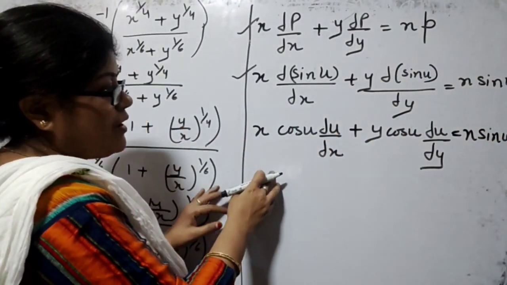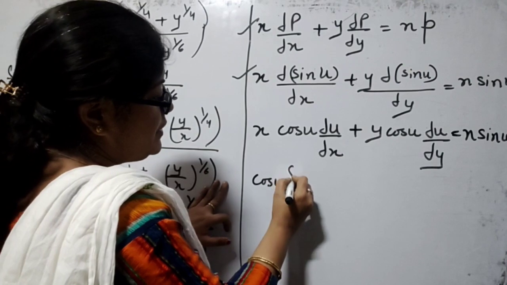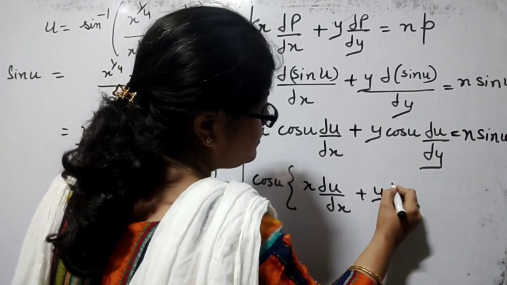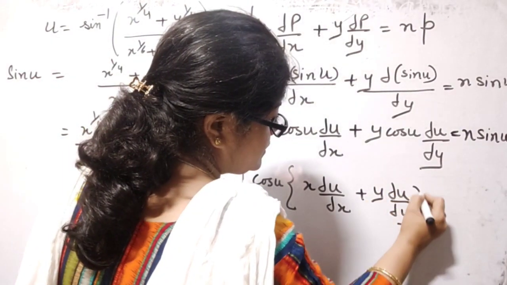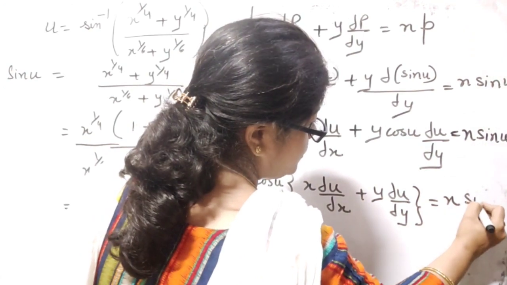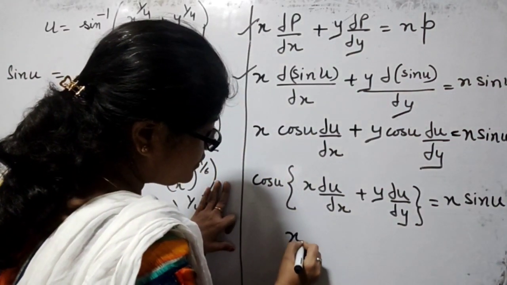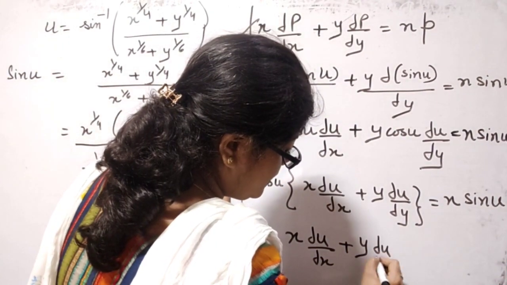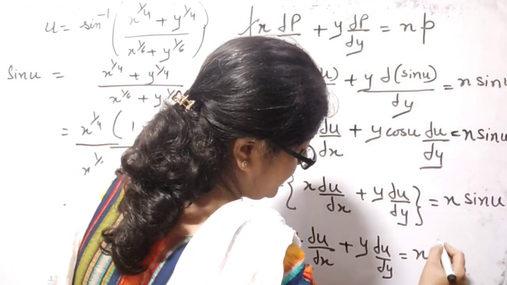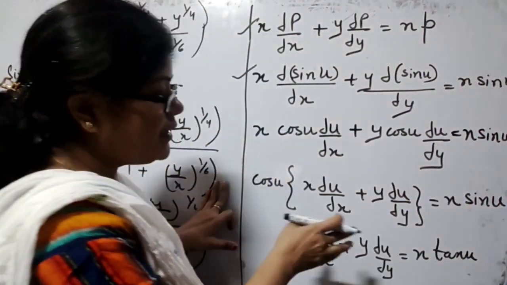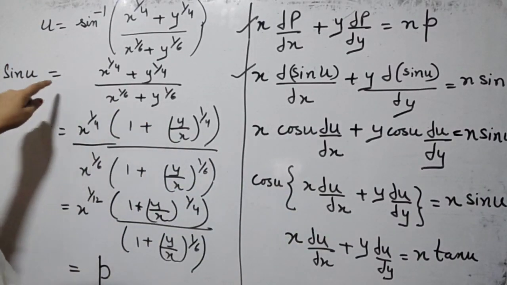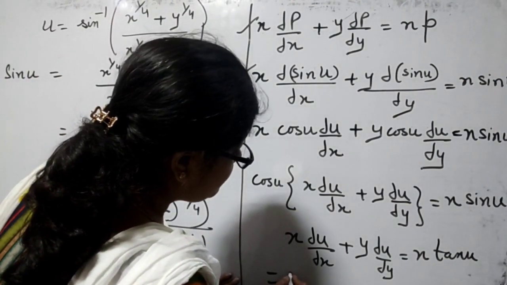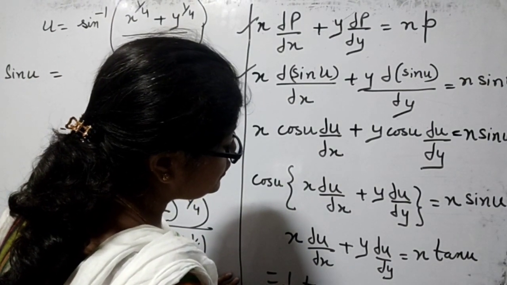Now from both the cases you have common cos u, and we are left with x du over dx plus y du over dy. It is just Euler's theorem, n sin u. That means according to this we have Euler's theorem: x du over dx plus y du over dy is equal to n tan u, because sin u over cos u. Now here what is the degree? 1 over 12. So directly the answer of this is 1 over 12 tan u.